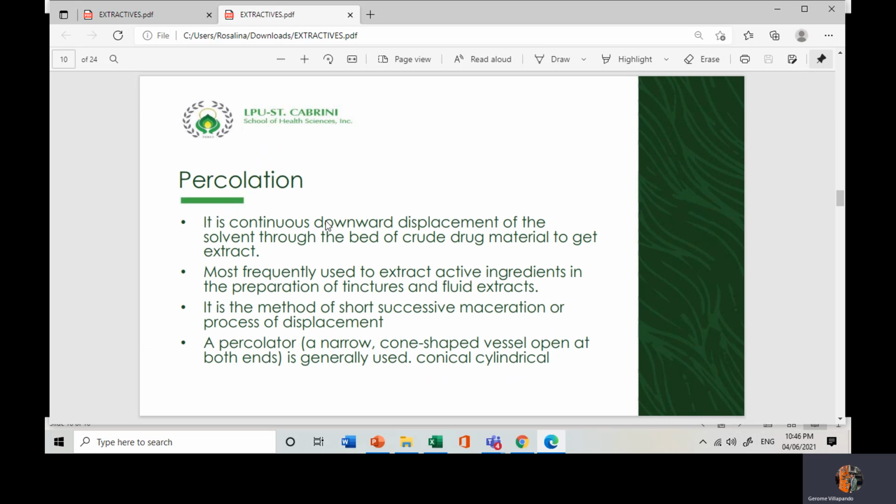Percolation. It is the continuous downward displacement of the solvent through the bed of crude drug material to get the extract. It is the most frequently used method to extract active ingredients in the preparation of tinctures and fluid extracts. It is the method of short successive maceration or process of displacement. The apparatus used here is a percolator, a narrow cone-shaped vessel open at both ends. It is generally conical or cylindrical.